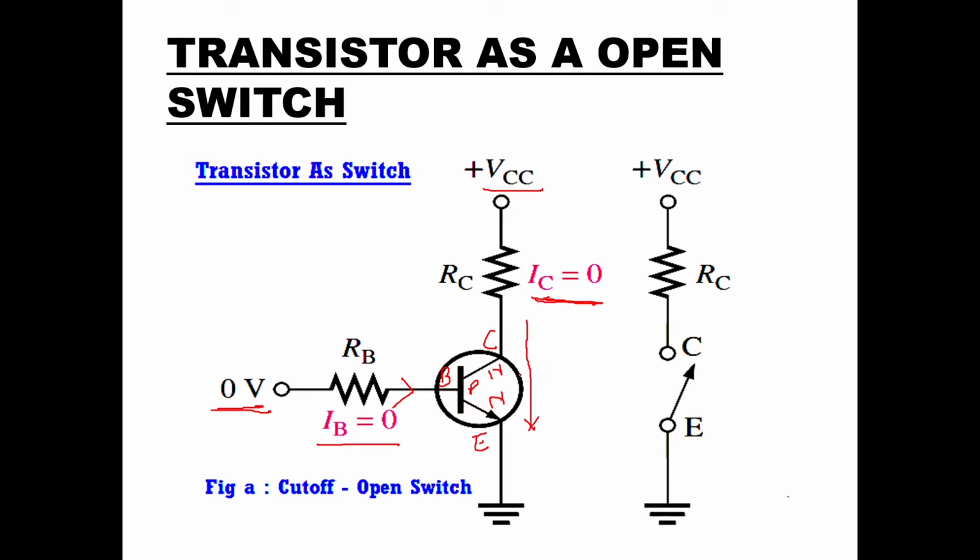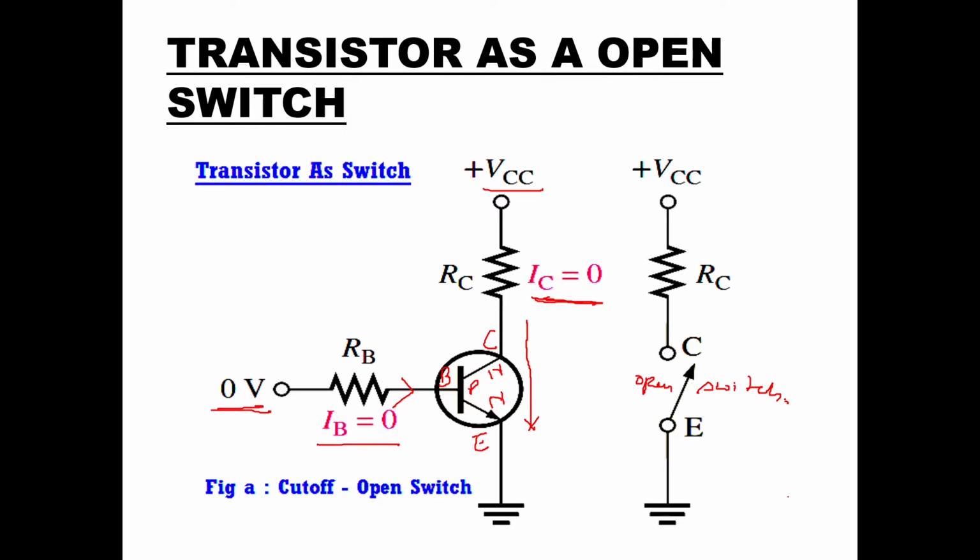Okay, so the transistor is open. There is no current flowing. It is open like this, like an open switch. So when the base current is 0, even if you have applied the VCC to the collector, the transistor will not go into conduction because the base current is 0. It will not drive the transistor into conduction, and because of that, it will remain as an open switch.